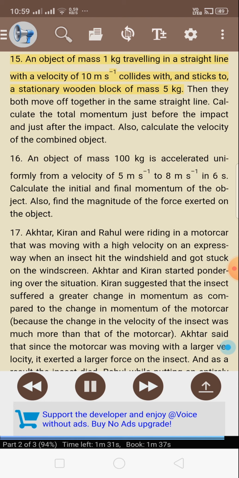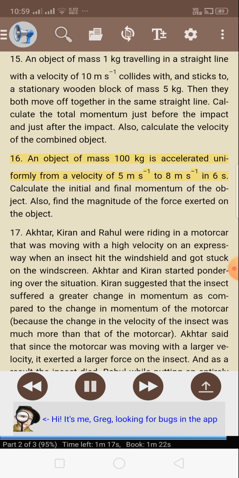15. An object of mass 1 kilogram traveling in a straight line with a velocity of 10 meters per second collides with and sticks to a stationary wooden block of mass 5 kilograms. Then they both move off together in the same straight line. Calculate the total momentum just before the impact and just after the impact. Also calculate the velocity of the combined object. 16. An object of mass 100 kilograms is accelerated uniformly from a velocity of 5 meters per second to 8 meters per second in 6 s. Calculate the initial and final momentum of the object. Also find the magnitude of the force exerted on the object.